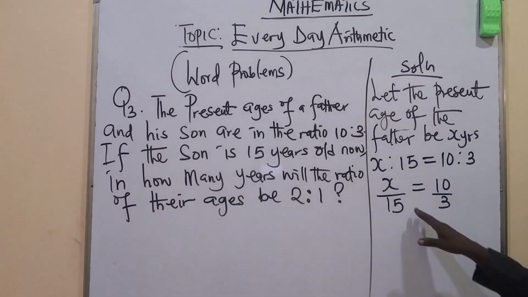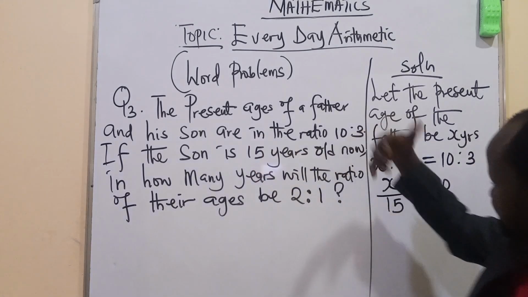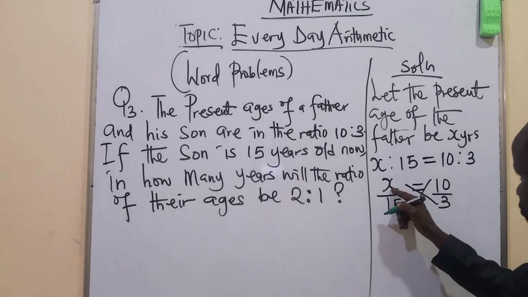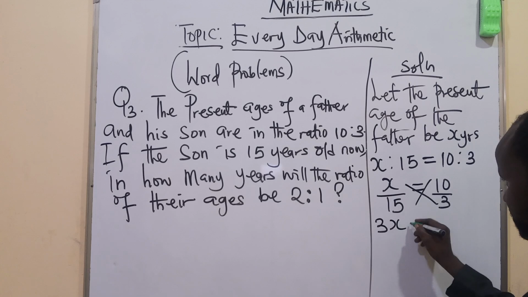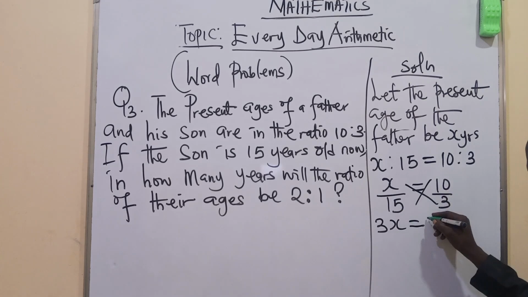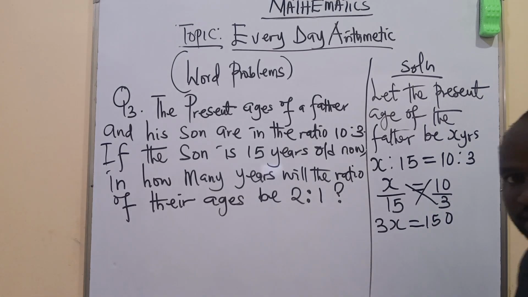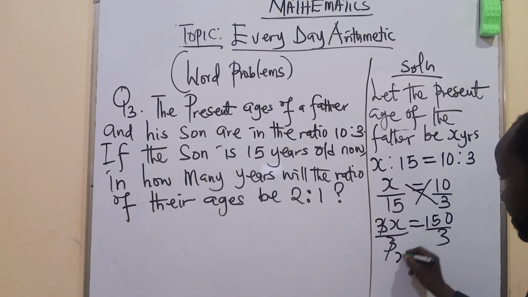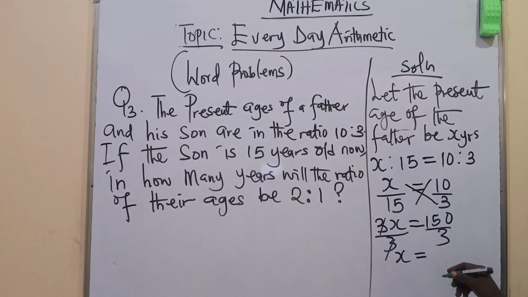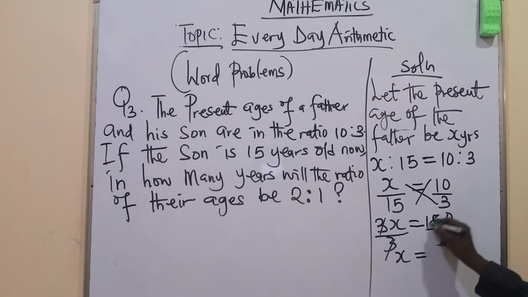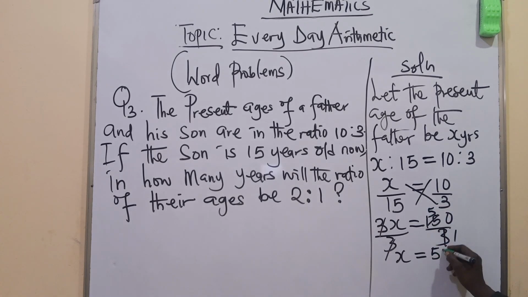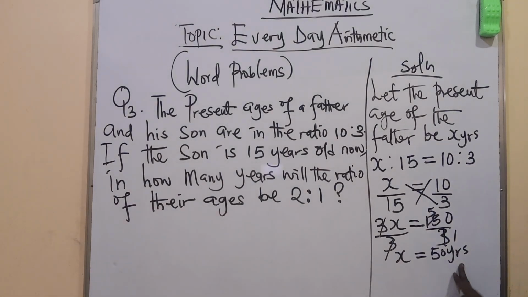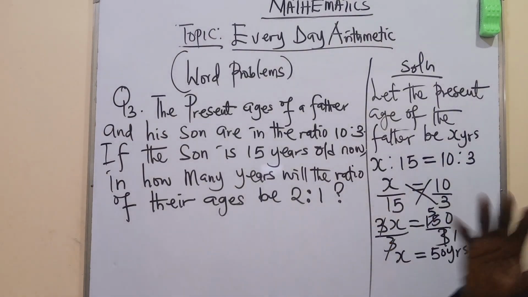Very important. At this point, we can find the present age of the father. Let's cross multiply. 3 will multiply x, that will be 3x. This will now be 15 will multiply 10, that will be 150. So we can divide both sides by 3 to find x. 150 divided by 3 is 50. So the present age of the father is nothing but 50 years. But that's not what we're looking for.